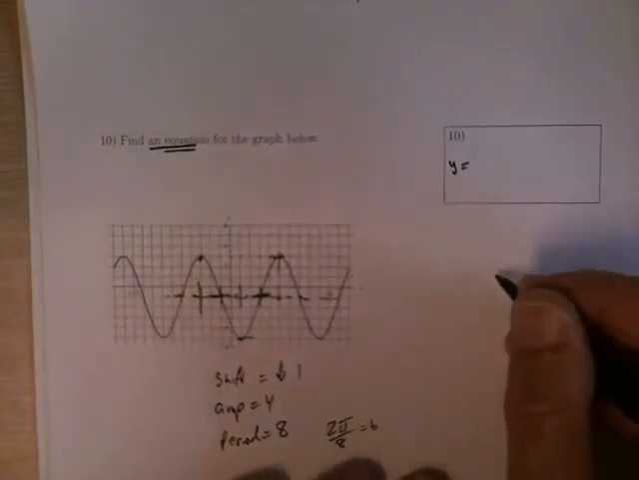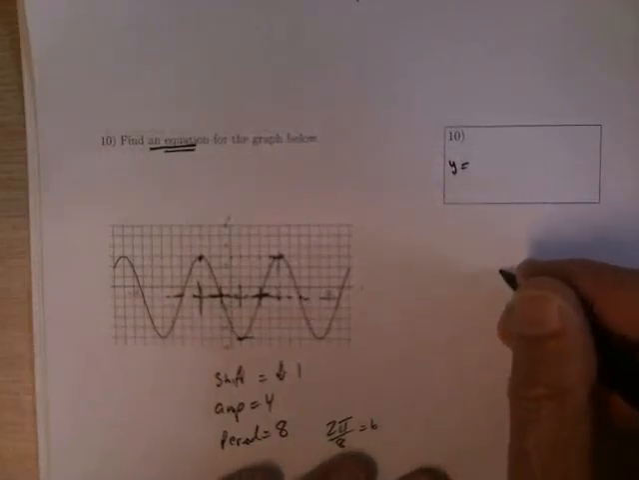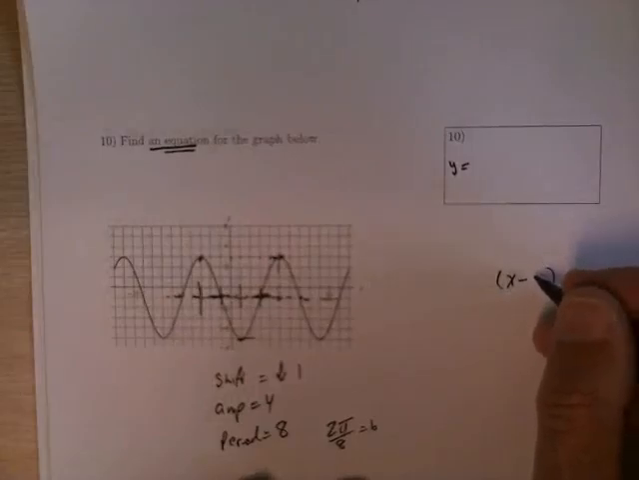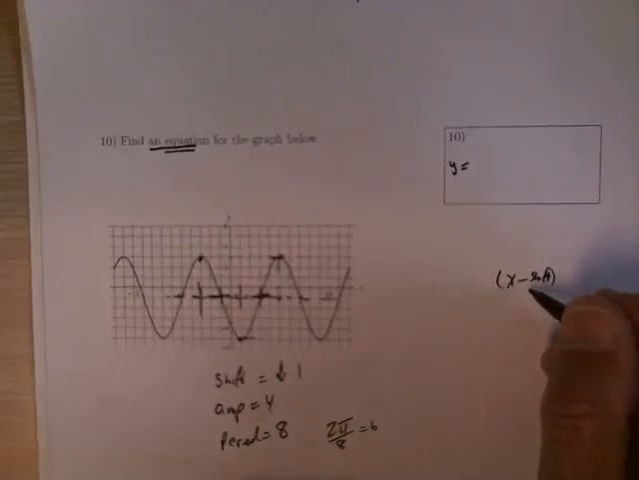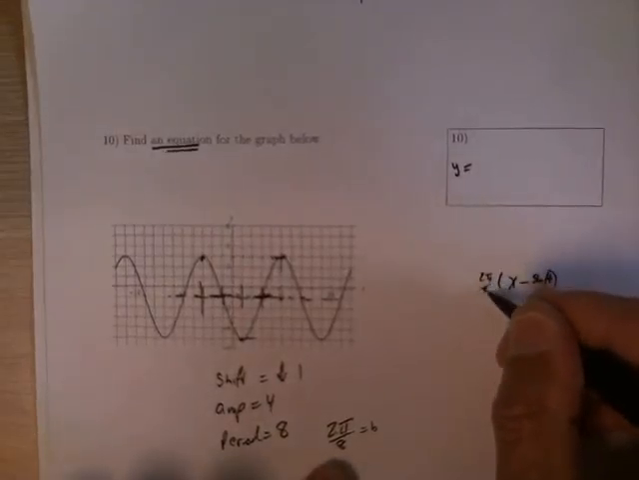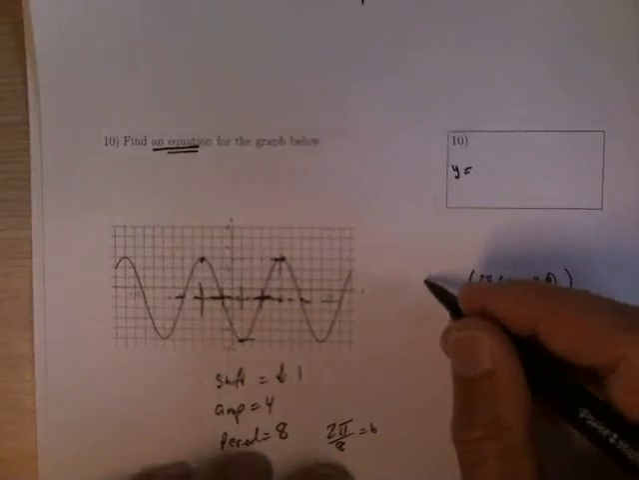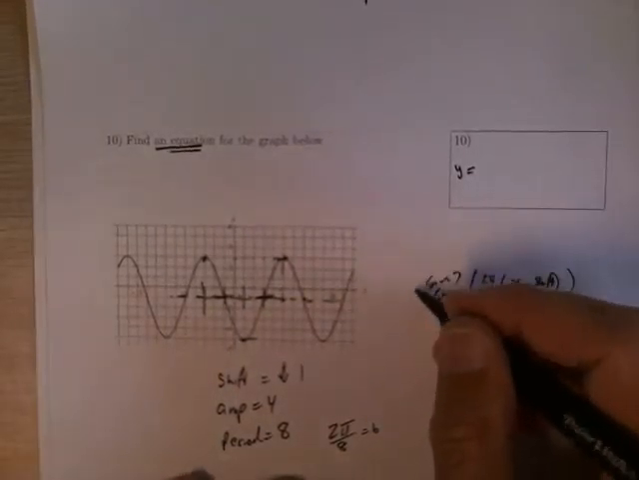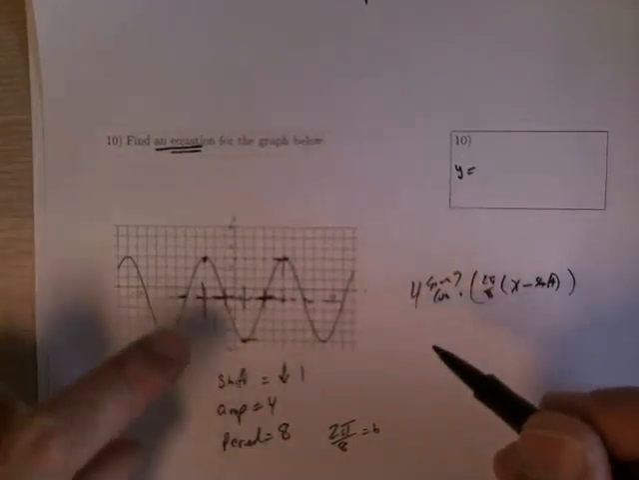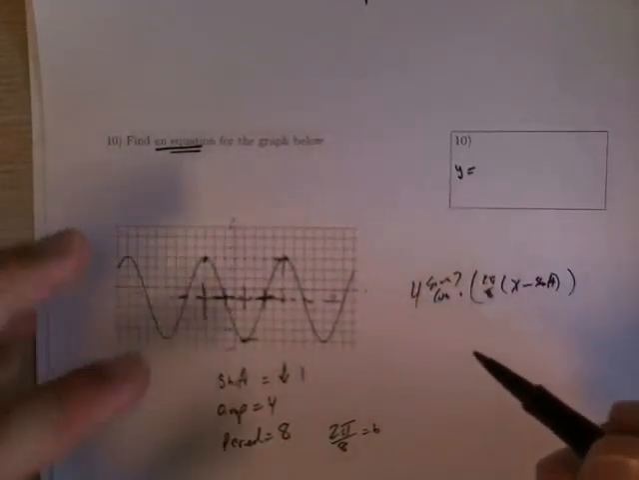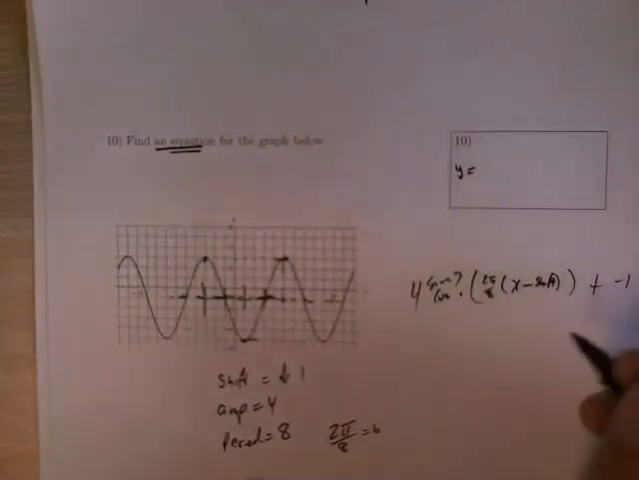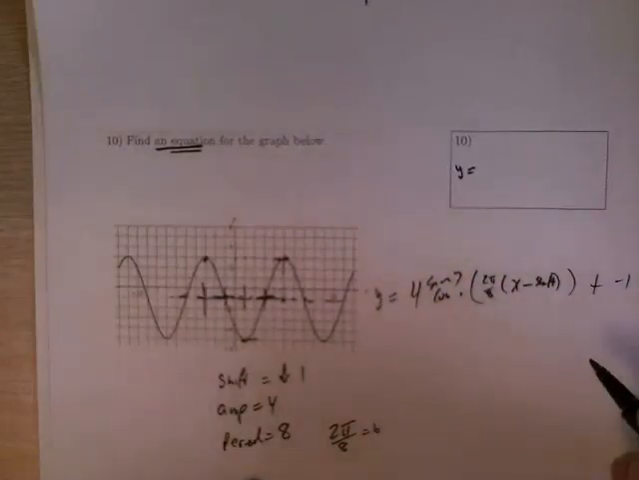Either way, whichever one you think it is, you're going to have an x minus that shift inside parentheses, then times this 2 pi over 8, and all of that is inside either the sine or the cosine, whichever one you think it is. There's going to be some amplitude out in front, plus or minus, depending on whether you thought it was right side up or upside down, and then you're going to have plus that vertical shift of, well, -1, right? And it's y equals, right?